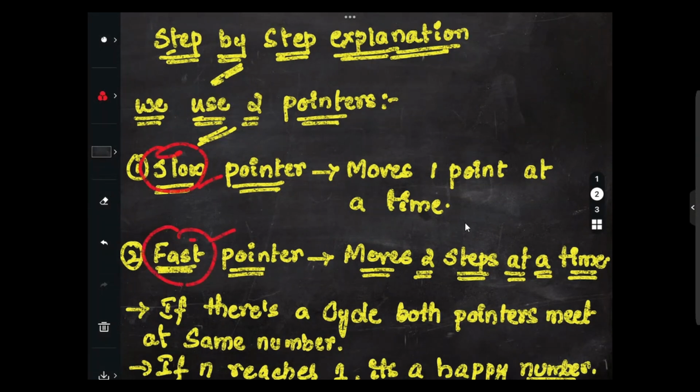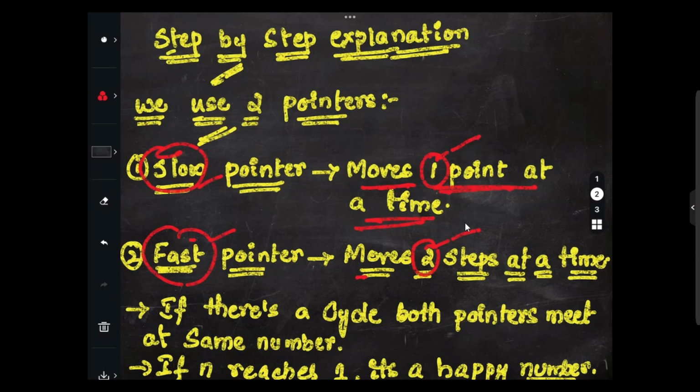We will be making use of two pointers, slow and fast. The slow pointer moves one step at a time, and the fast pointer moves two steps at a time.